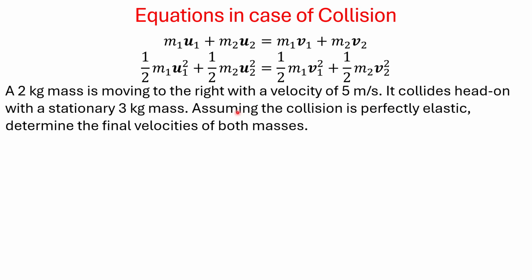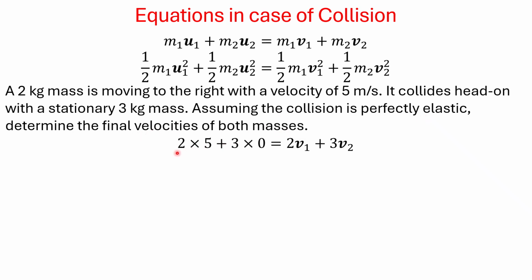Now let us deal with an example wherein we have 2 kg mass moving to the right with velocity 5 meter per second. It collides head-on to the stationary 3 kg mass. Stationary means u2 is 0. Assuming the collision is perfectly elastic, determine final velocities of both the masses.